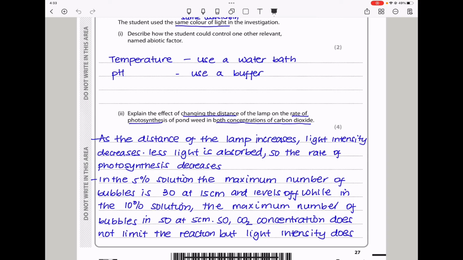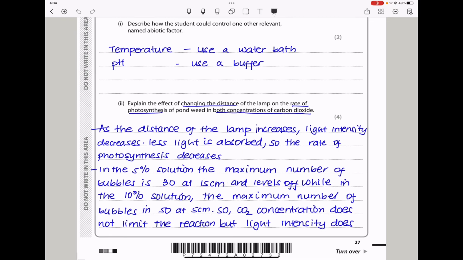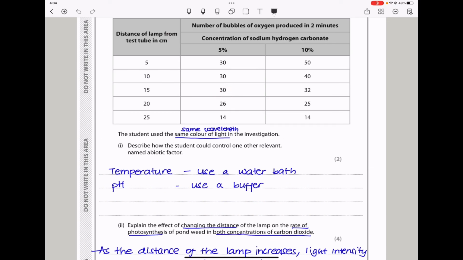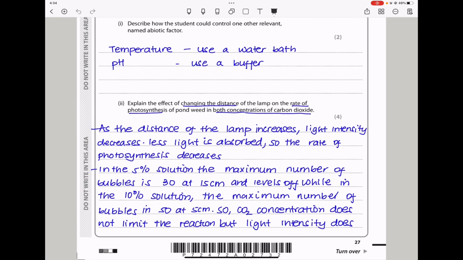Then down here, explain the effect of changing the distance of the lamp on the rate of photosynthesis of the plant weed in both concentrations of carbon dioxide. We know that varying the distance of the lamp is to vary the light intensity. So I said as the distance of the lamp increases, light intensity decreases, so less light is absorbed, so the rate of photosynthesis decreases. In the 5% solution, the maximum number of bubbles is 30 and then levels off, meaning once it reaches 30, no matter how close the light source is, you're still going to get 30 bubbles.